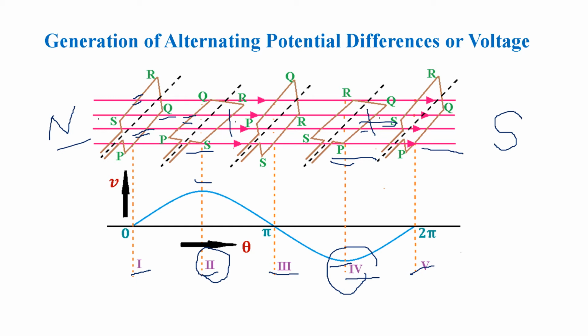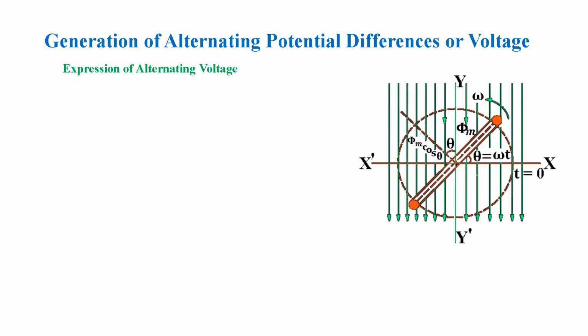Now, after generation of the AC voltage, we again have to know the magnitude of the induced EMF. The magnitude of the induced EMF can be found out by using two methods, method 1 and method 2. Both are the same, only the expressions are different, but the end equations are the same for both methods.